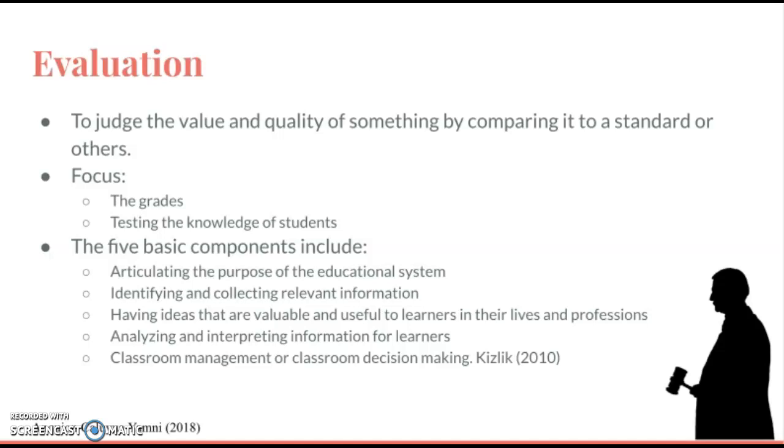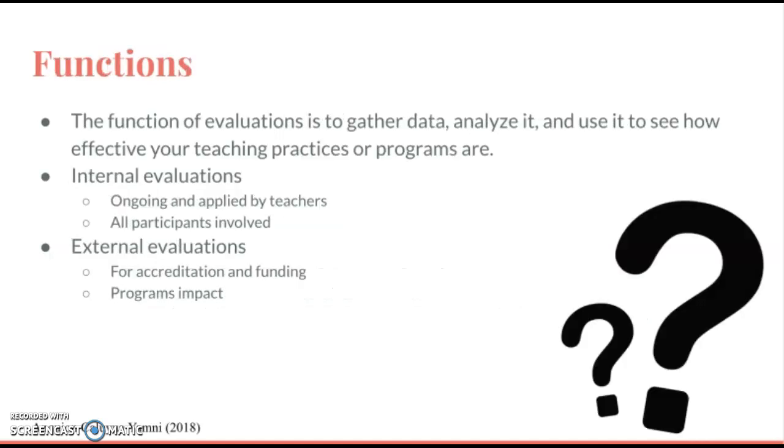The five basic components include articulating the purpose of the educational system, identifying and collecting relevant information, having ideas that are valuable and useful to learners in their lives and professions, analyzing and interpreting information for learners, and classroom management or classroom decision making. Some functions of evaluation are to gather data, to analyze it, and to use it to see how effective your teaching practices or program are.